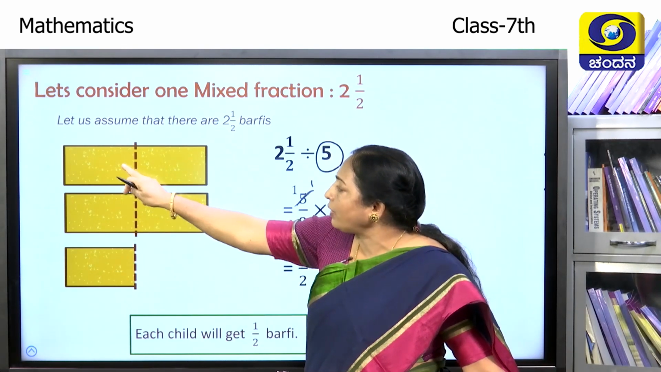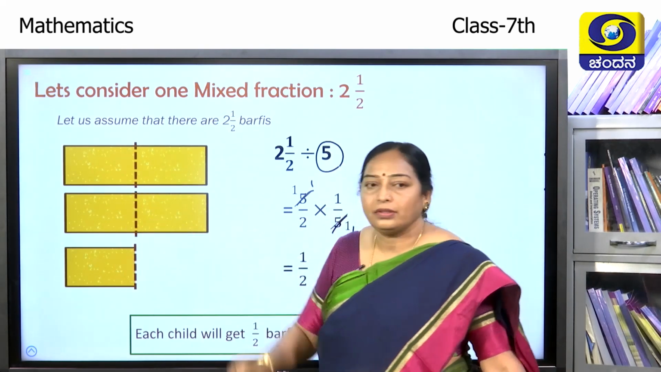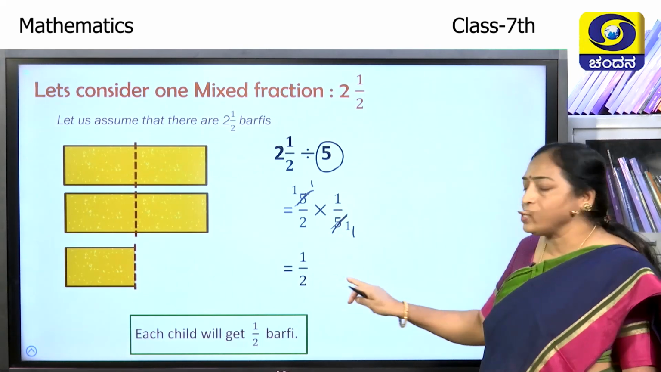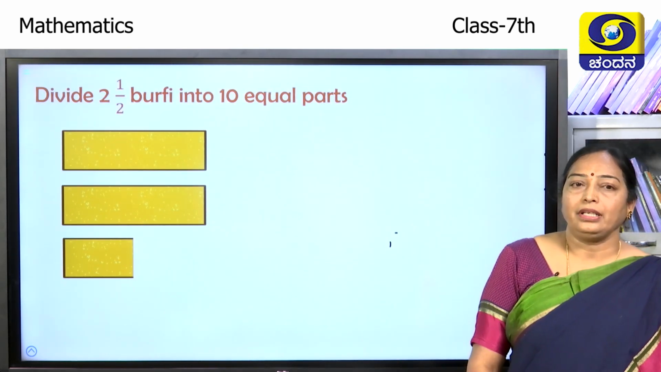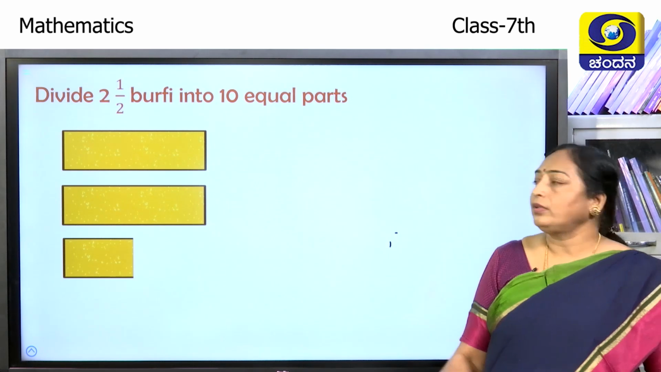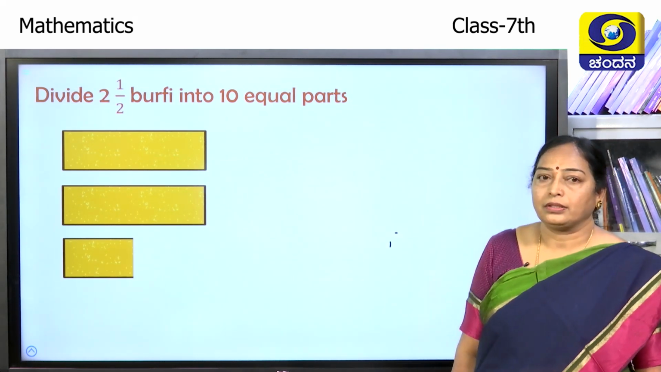How many equal parts here? 1, 2, 3, 4, 5. Each child gets half a burfi. Let us do one more activity. Divide 2½ burfi into 10 equal parts.